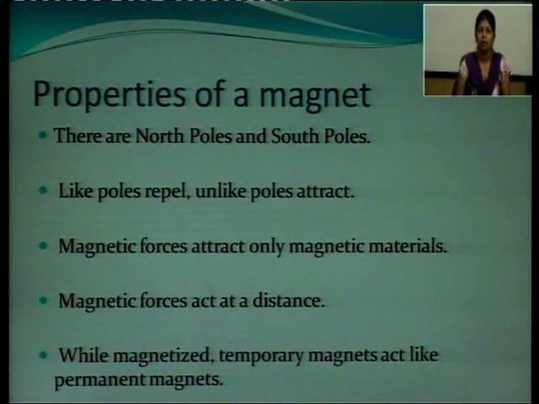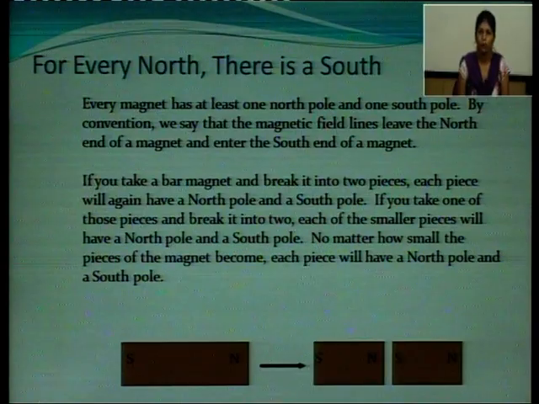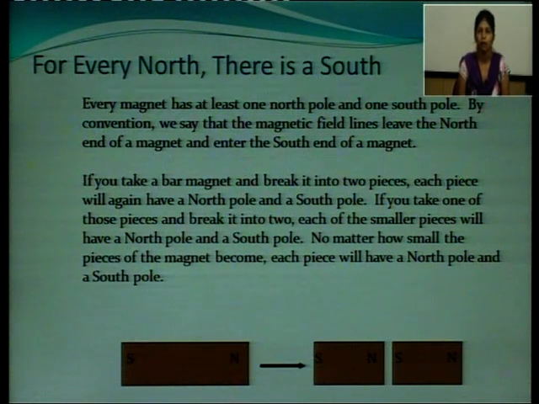The last is, while magnetized, the temporary magnets act like a permanent magnet. The next is, for every north there is a south. So we have a small example, like every magnet has at least one north pole and one south pole. Now by convention we can say that the magnetic field lines leave the north end of the magnet and enter the south end of the magnet.